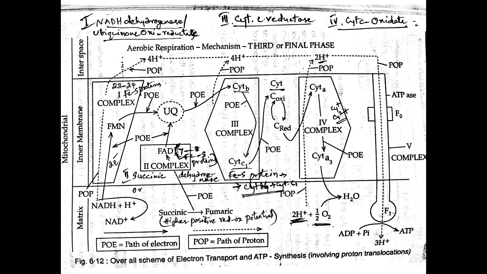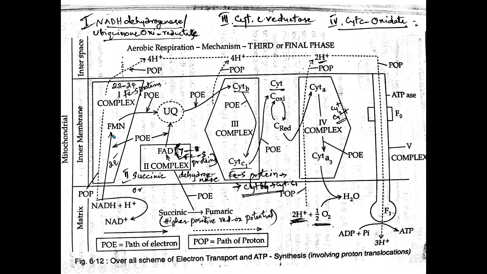So this is the first step. Where do we get this NADH? It is formed in glycolysis, in oxidative decarboxylation of pyruvic acid, and in the Krebs cycle. These energy rich compounds now undergo oxidation in the presence of oxygen. Here electrons are liberated, and this NADH, after losing electrons and protons, forms NAD plus.